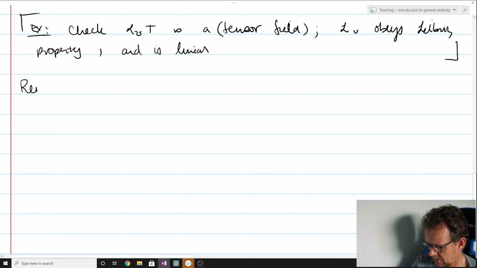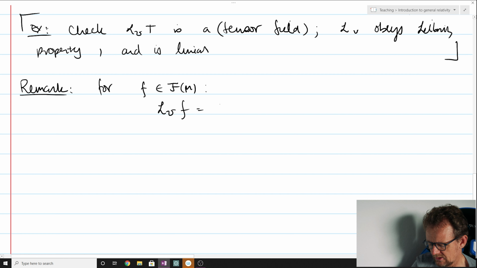So there's a remark we can make at this stage before progressing and discussing more properties of the Lie derivative. It's defined also for scalar functions by the following formula, namely that the Lie derivative applied to a scalar function is just the vector V applied to the scalar function at the point P.